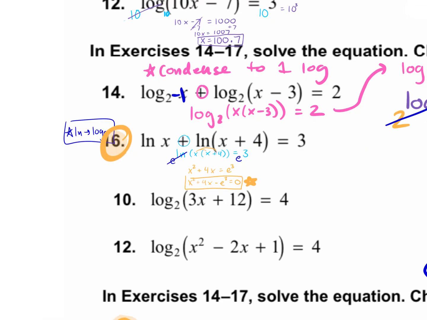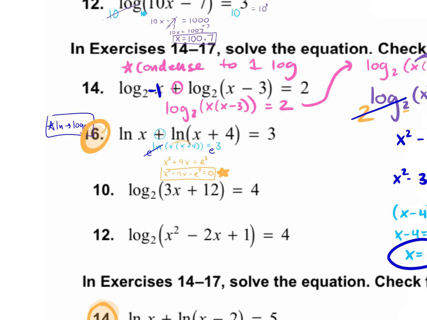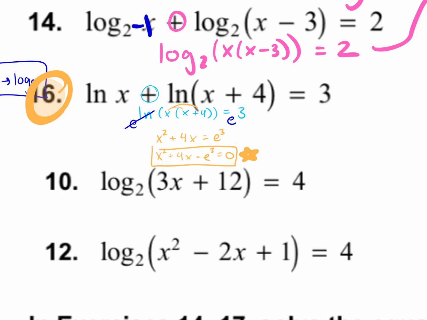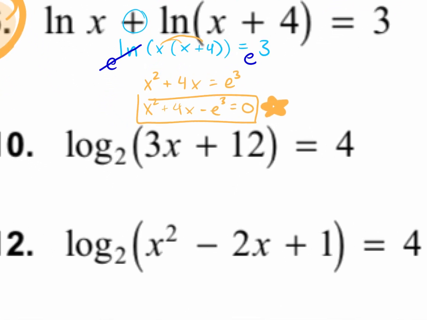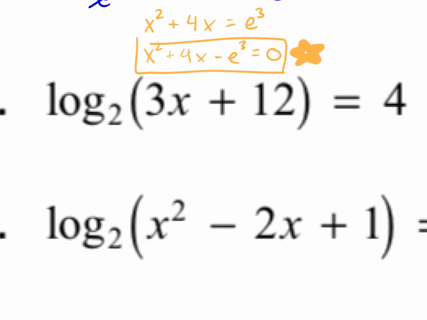So we did 14 in class yesterday. 16 is one of those that don't factor, so you just leave it. Let's look at 10. So what do I need to do to get rid of that log for number 10? Make the big base 2. Why 2? Because it's log base 2. So whatever the little base is, that's what we have to make the big base. So 2 to the power of log base 2 cancels. Because it's the same base, so they cancel out.